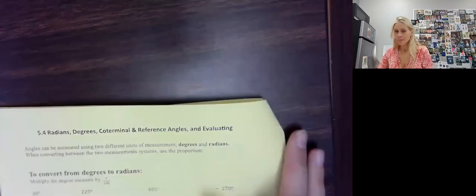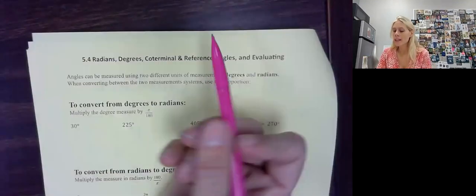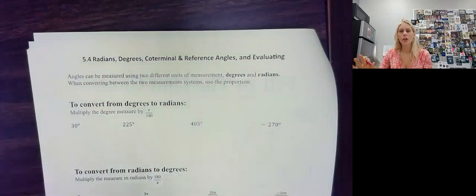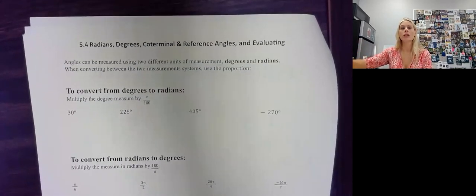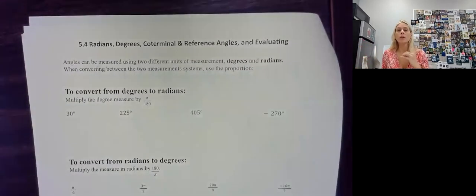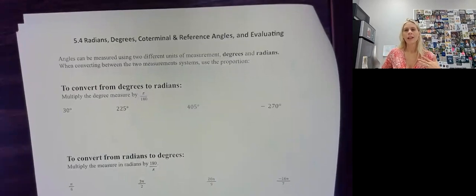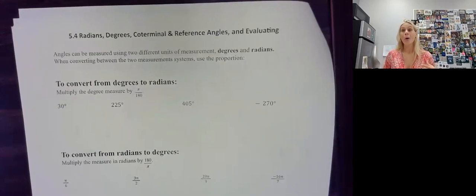Okay. And don't mind the numbers and everything. I know they're a little bit off, so don't focus on that. What we're going to do today is the first thing we're going to do is convert degrees to radians, radians to degrees, and then do coterminal and reference angle. The next video, I will do evaluating. So this is almost a two-day thing, so you don't feel as though the lesson is so long.